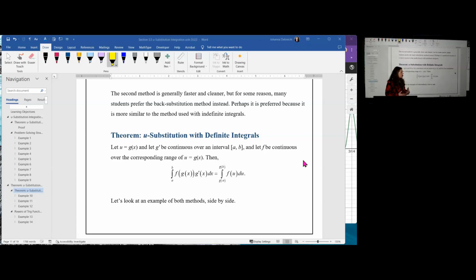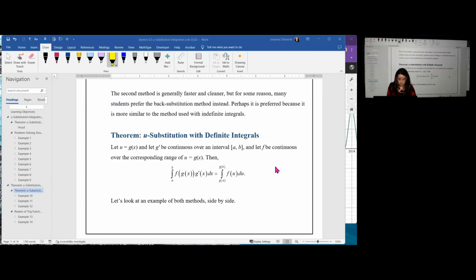In other words, we are substituting the value x equals a into our definition for u to get a u value instead. And we substitute the x value of b into our definition of u to get a u value for that limit of integration. Then everything is in terms of u, and we can evaluate and find the net area without ever having to go back to the original variable.